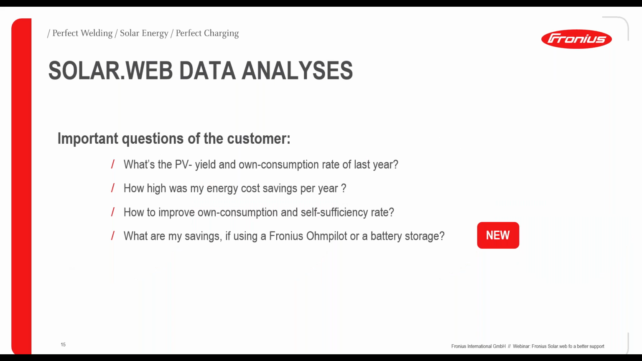And now, what's interesting for the customer? Very often the question is: what's my own consumption? What are my energy cost savings of last year? Or how is the system performing? How can I improve my own consumption and self-sufficiency? Or how can I improve my energy cost savings? And last but not least, what would happen if I would use the Fronius OHMPILOT to generate hot water, or battery storage? If I would add that to my PV system, how would the savings look like, and how fast would be the return of investment?